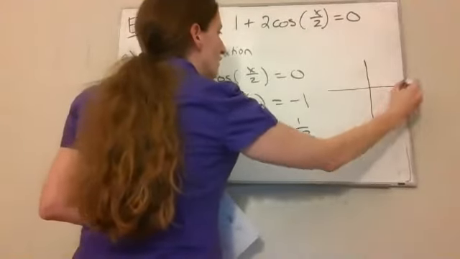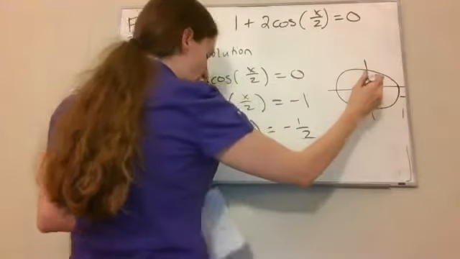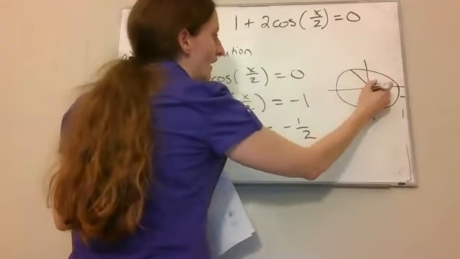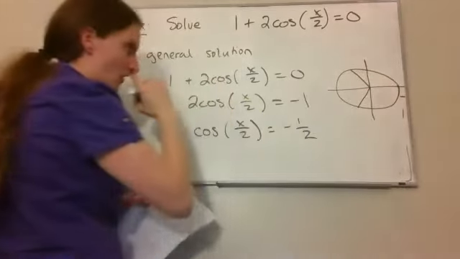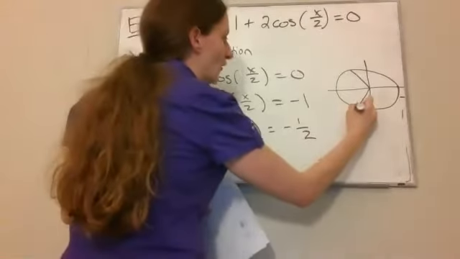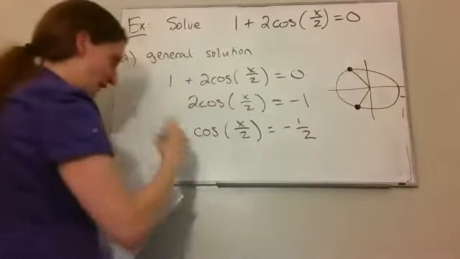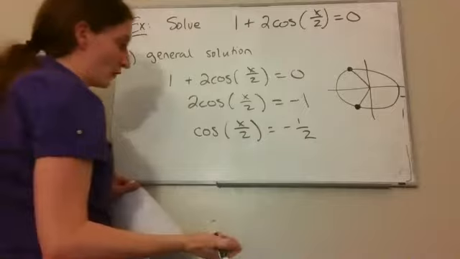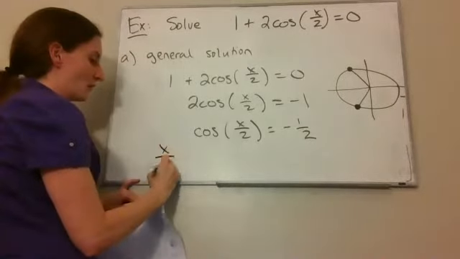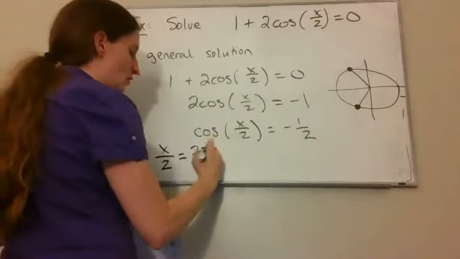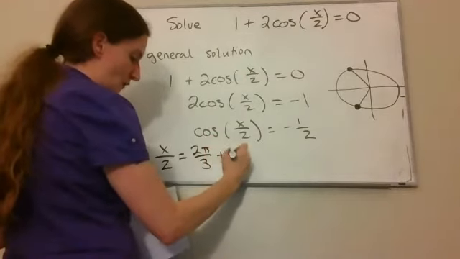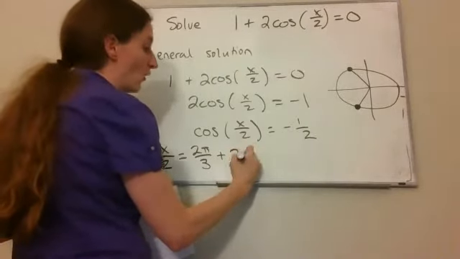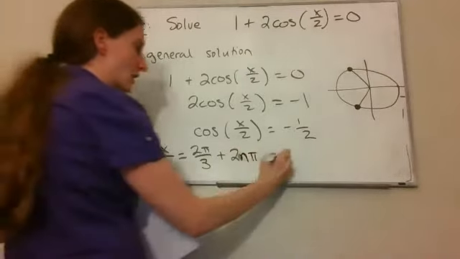That is a value on our unit circle. Cosine is equal to -1/2 over on this angle here and that angle over there. Now, what are those values? Well, hopefully you have your unit circle memorized at this point, and you're either going to have 2 pi over 3 or 4 pi over 3. So my x over 2 is equal to 2 pi over 3 plus some multiple of 2 pi for going all the way around the circle and back to that point.